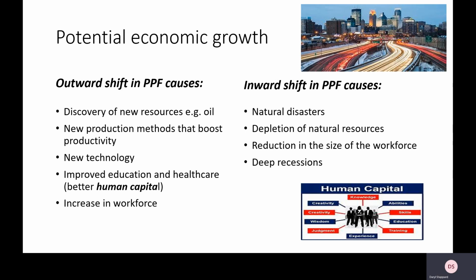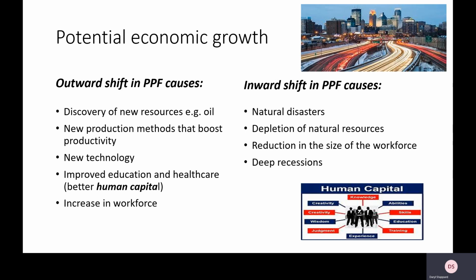It could be that there's been new production methods discovered that boost productivity, that maybe there's better machinery, so better capital available through technological progress. And this could be down to better mining resources that allow us to access deeper oil that we couldn't access before. It could just be there's better technology on production lines, which means that the output per worker is now higher than what it was before.